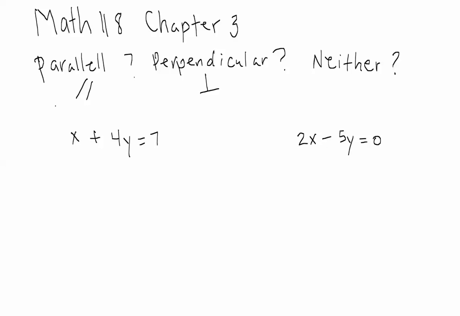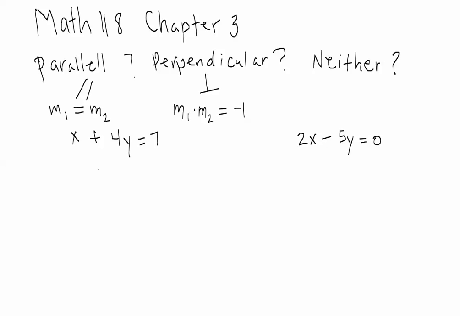If the two lines are parallel, the slope of the one line will equal the slope of the other. If the two lines are perpendicular, the slope of the one line times the slope of the other line will equal -1, which means they're negative reciprocals of one another. And if neither of those two cases happen, then the two lines are neither.